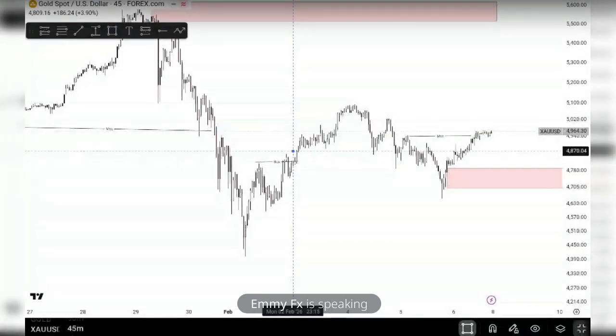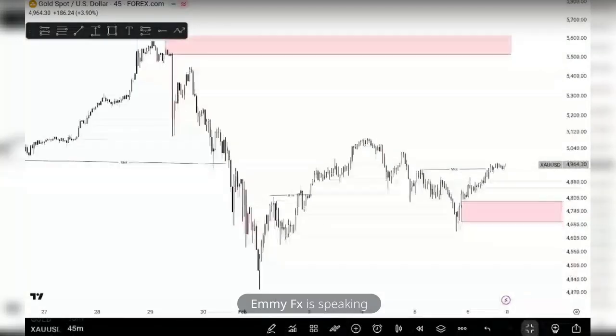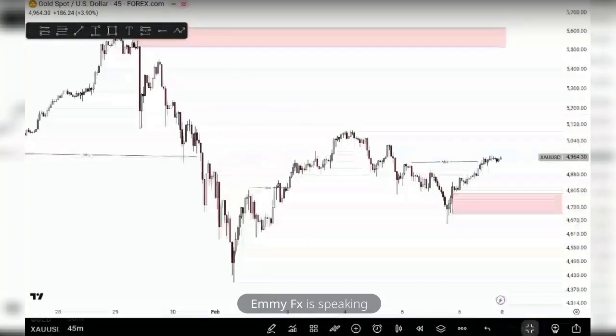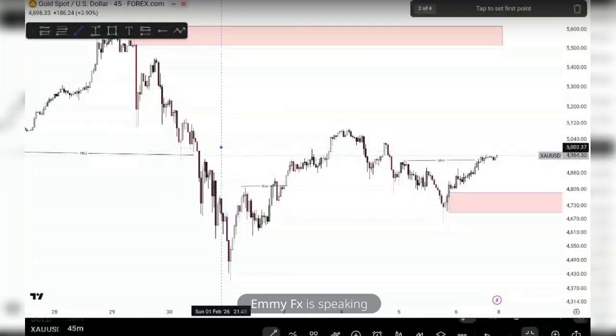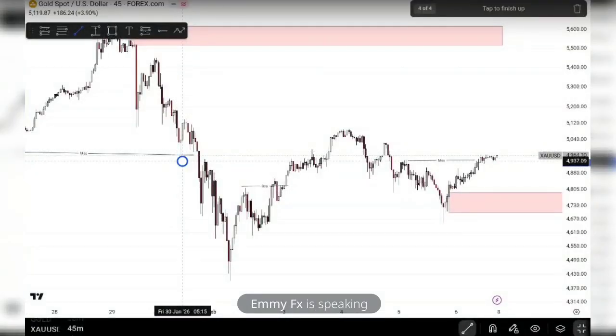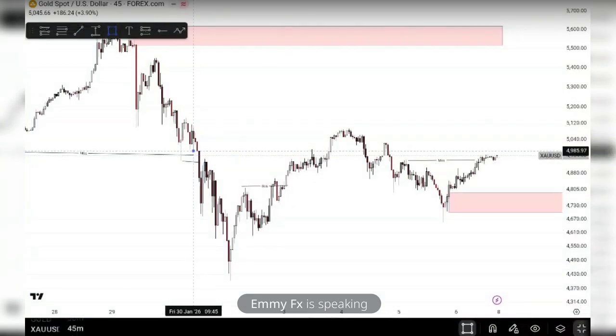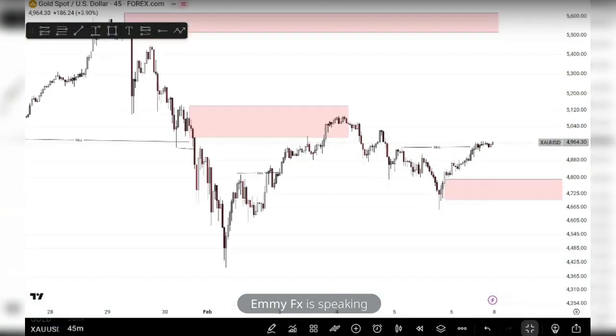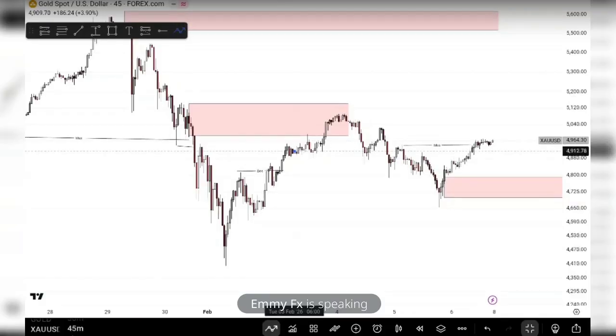If we can read the market structure very well, so we have this minor break of structure to the downside, or just an internal break of structure. So price reacted from this block here, used here as liquidity.